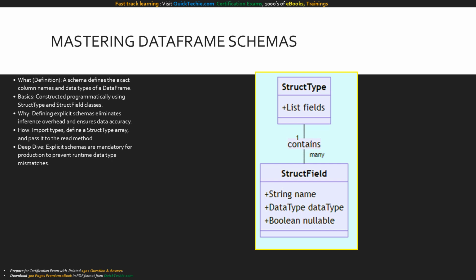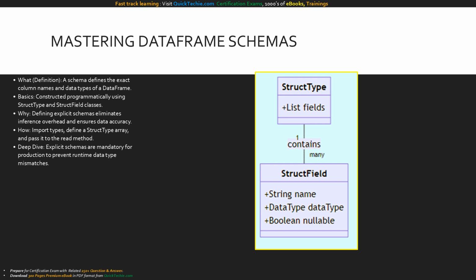Diving deeper into schemas, an explicit schema acts as the strict blueprint of your data frame. We build schemas programmatically using StructType and StructField classes. A StructType acts as a container for your entire schema, and inside it, you define multiple StructField objects. Each StructField defines the specific column name, its data type like StringType or IntegerType, and whether it allows null values. Why go through this effort? Because explicitly defining your schema ensures that correct data types are assigned immediately and entirely eliminates the significant performance impact of Spark having to scan a massive dataset to infer the schema. It guarantees data integrity and dramatically reduces data loading times.